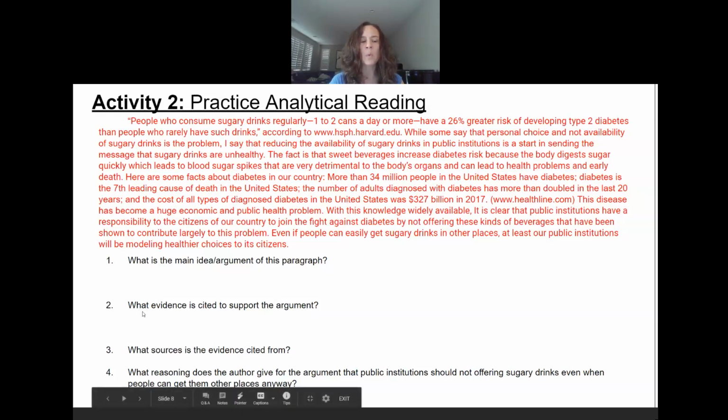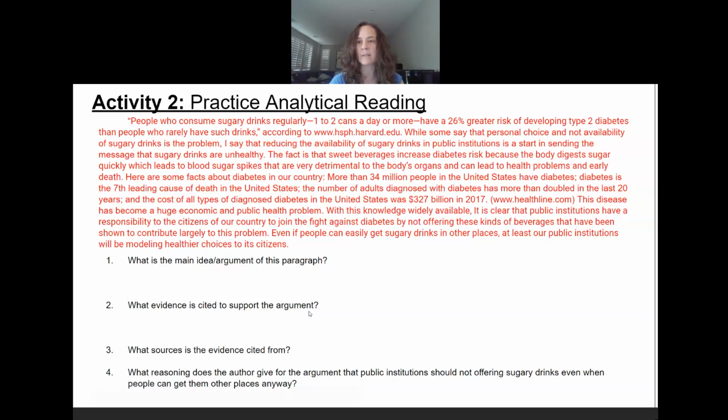Number 2, what evidence is cited to support the argument? Okay, so there are a lot of facts in this paragraph, and that's the evidence that this author is using to support the argument. Okay, so there's many facts, and you can list them. You don't have to write them out in their entirety. The first one is right here. People who drink sugary drinks have a 26% greater risk of getting diabetes.